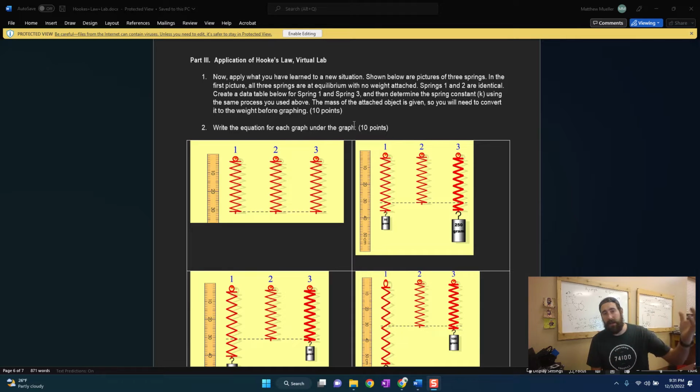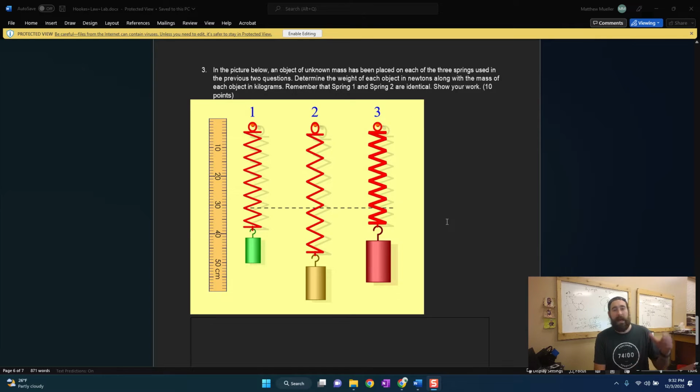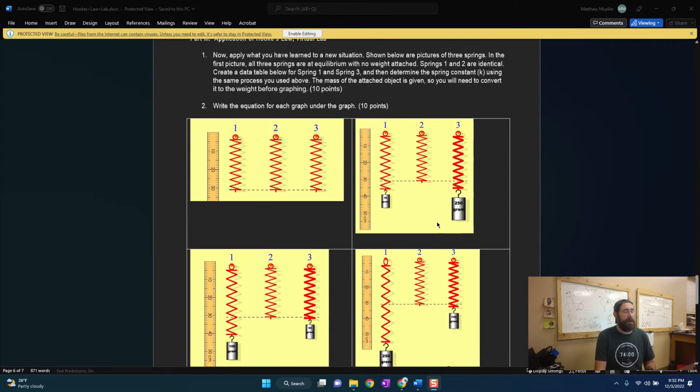Just like what we did earlier in the lab, we want to create a data table of length expanded compared to the force applied. That will allow us to find the K value for each spring. The mass attached to the object is given, and you will need to convert that weight before graphing. Then the last part is we want to write an equation for each graph. Finally, in part 3, we have a new picture with 3 unknown weights, and we want to use that spring constant to figure out what the unknown masses are. So without further ado, let's talk this through.